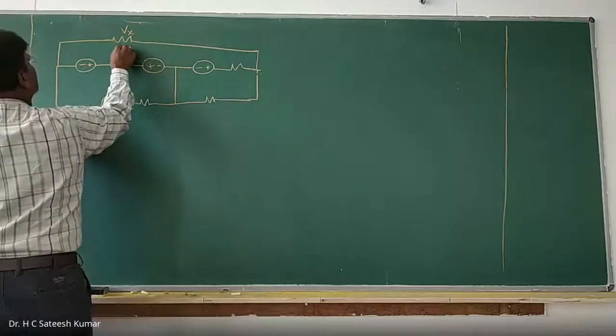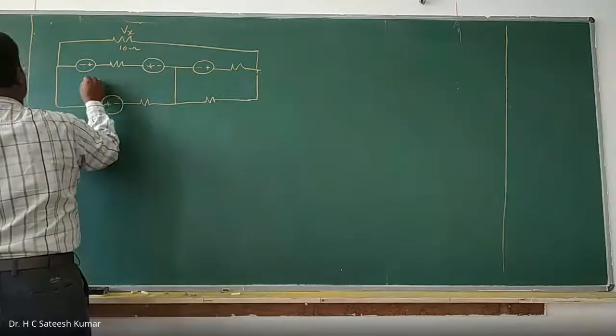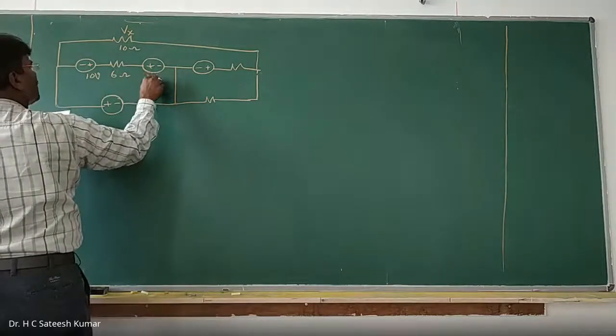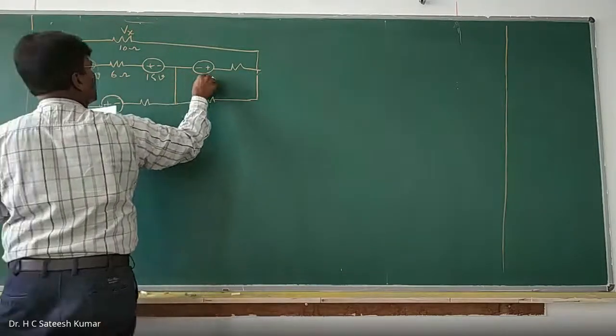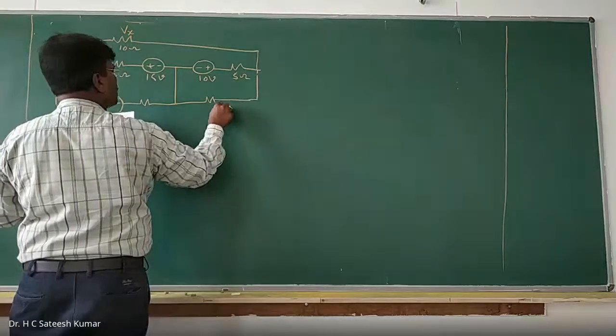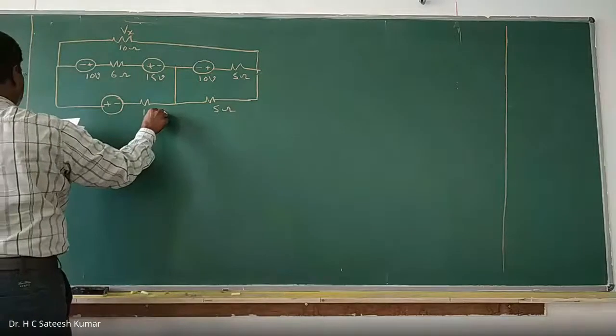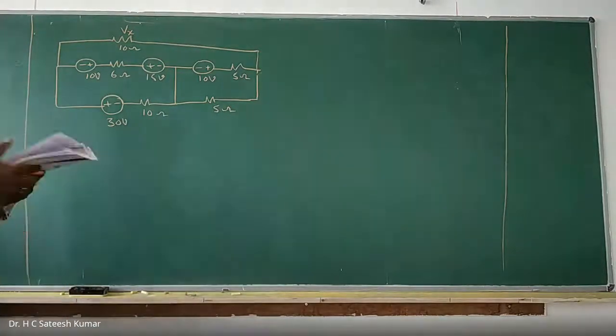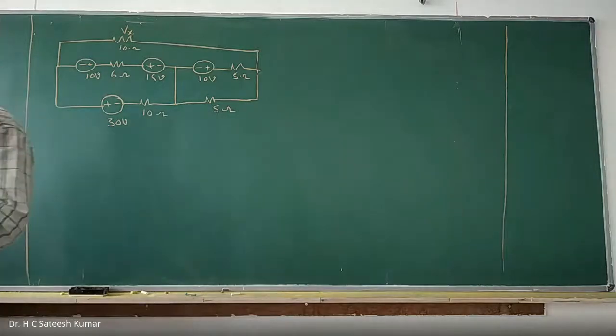Vx, 10 ohm resistor, 10 volts, 6 ohms, 15 volts, 10 volts, 5 ohms, 5 ohms, 10 ohms, 30 volts. The question is, find the voltage Vx. See, this is the extended version of the problem.